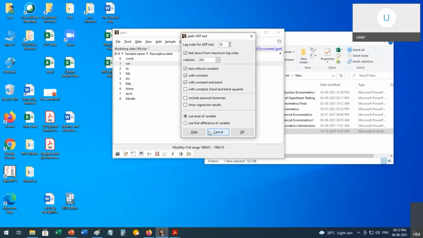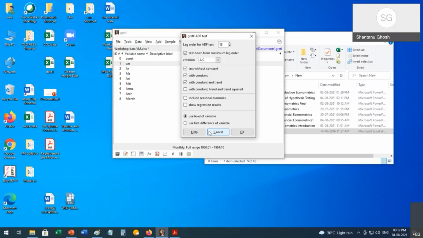Is it clear? Sir, I wanted to know something about the three options that we have: the test without a constant, with constant, and then with constant and trend. Sir, the issue is, without a constant means that the intercept term is not present over there. Is it like that? Yes, right. Intercept is not there. And with constant means only the intercept is there, but the data is not trending actually, no trend.